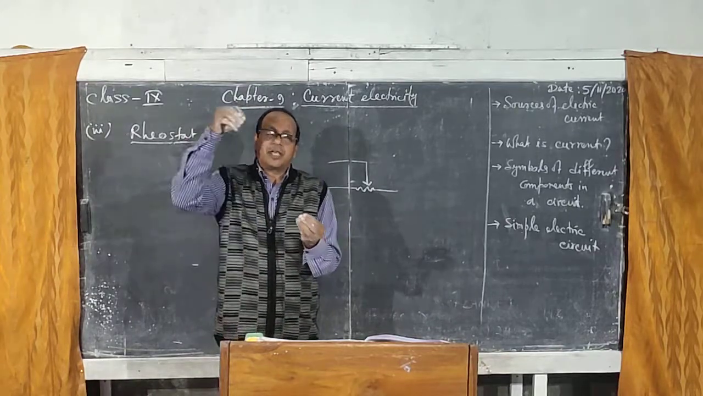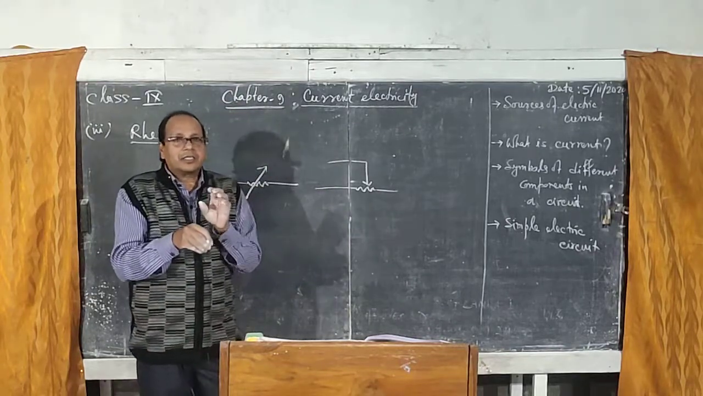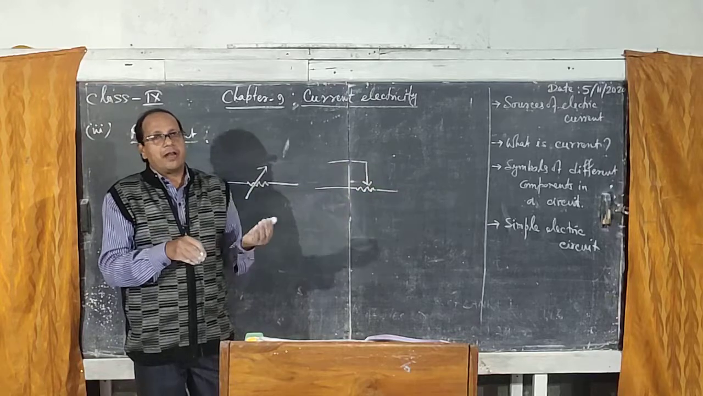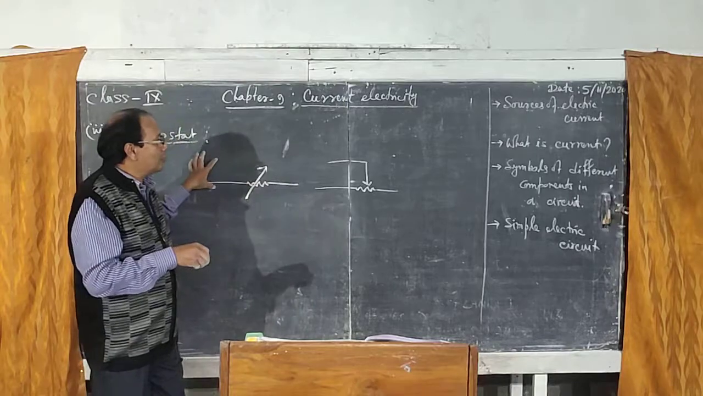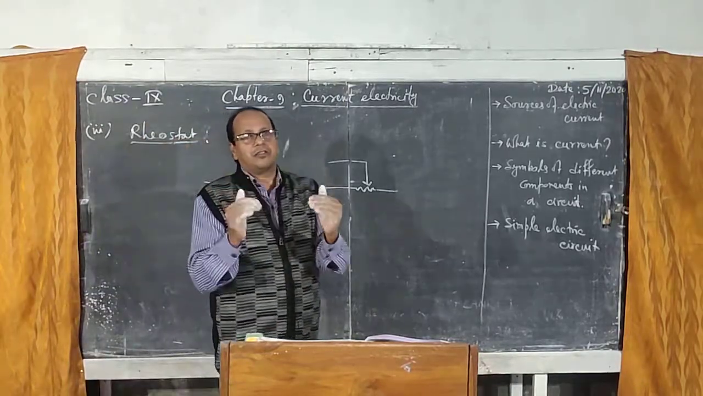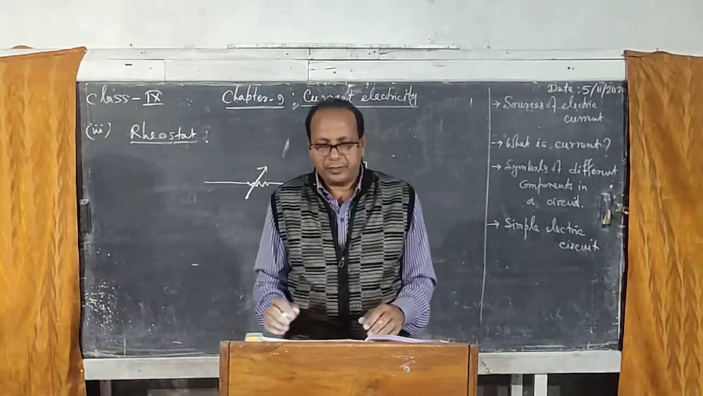When we put more resistance in the circuit, less current starts to flow, and when we decrease the resistance in a circuit with the help of a rheostat, we can increase the strength of flow of current, right?